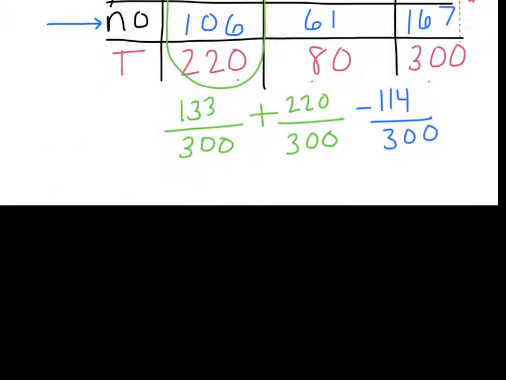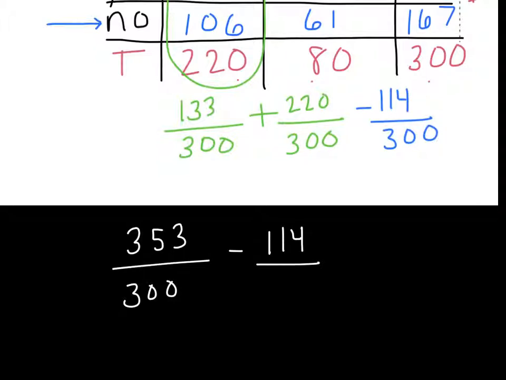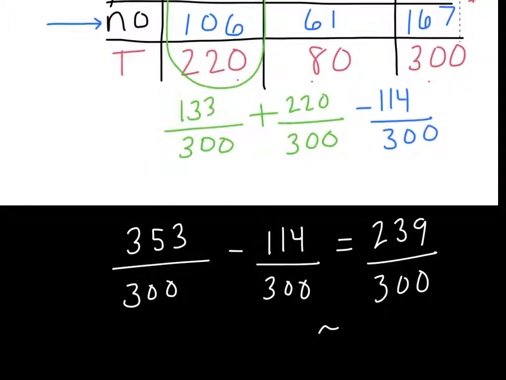So we have 133 out of 300 plus 220 out of 300, which gives us 353 out of 300. Subtract the 114 out of 300, and what we end up with is 239 out of 300, which is approximately 80%.